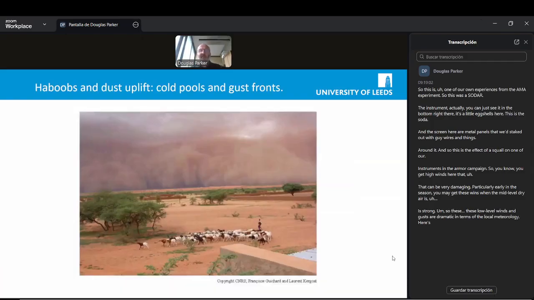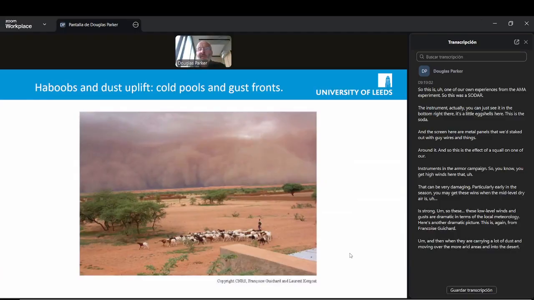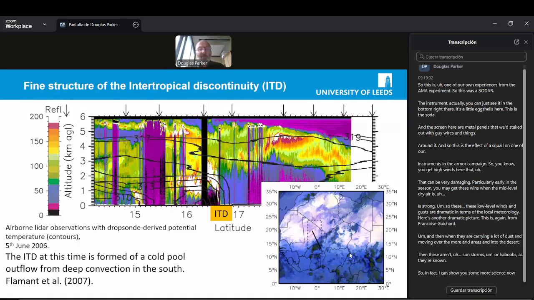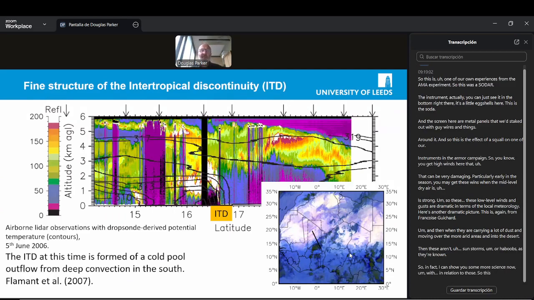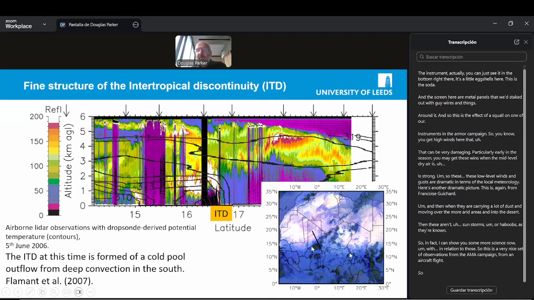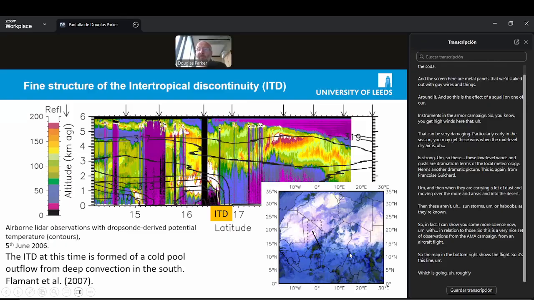Here's another dramatic picture. This is again from Francois Guichard. And then when they are carrying a lot of dust and moving over the more arid areas and into the desert, then these are sandstorms or haboobs, as they're known. So, in fact, I can show you some more science now in relation to those. So this is a very nice set of observations from the AMA campaign from an aircraft flight. So the map in the bottom right shows the flight. So it's this line which is going roughly southeast to northwest.